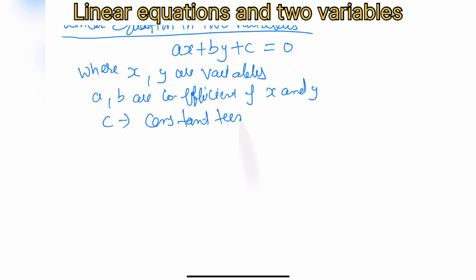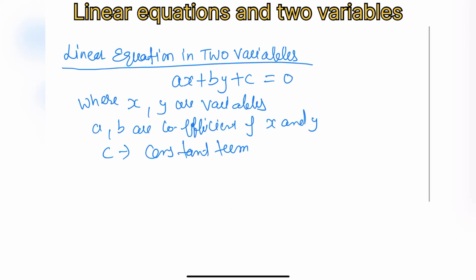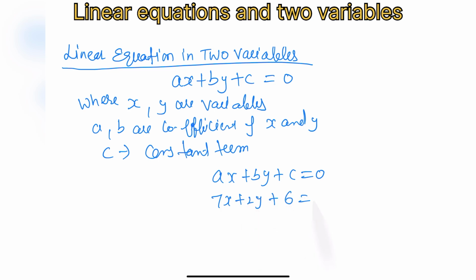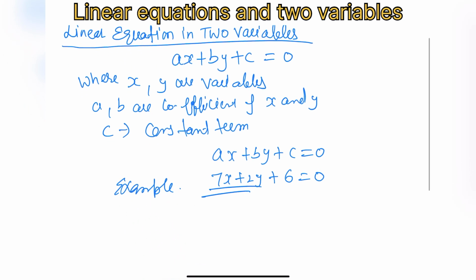So constant term कौन सी होती है जिसके साथ कोई भी वेरिएबल अटैच नहीं होता. So equation of the form ax plus by plus c is equal to 0 is a linear equation in two variables. For example, we can take 7x plus 2y plus 6 is equal to 0. So this is an example of an equation in two variables.